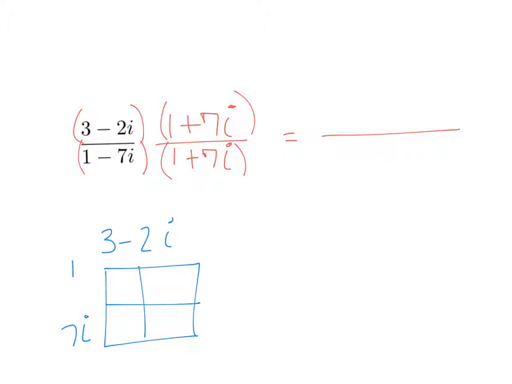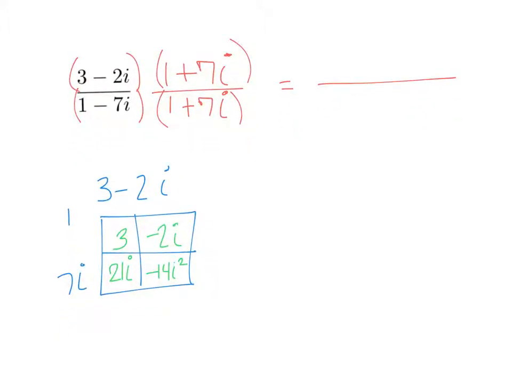So 1 times 3 is 3. 1 times negative 2i is negative 2i. 3 times 7i is 21i. And 7 times negative 2i is negative 14i squared. This will become 3. The negative 2 and 21i becomes a positive 19i minus 14i squared.